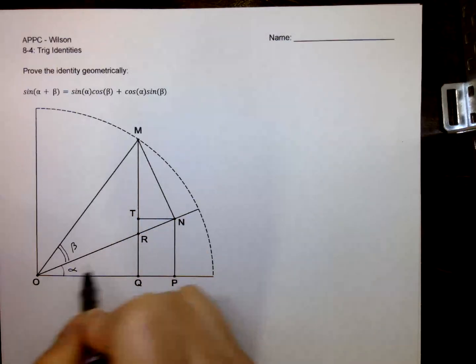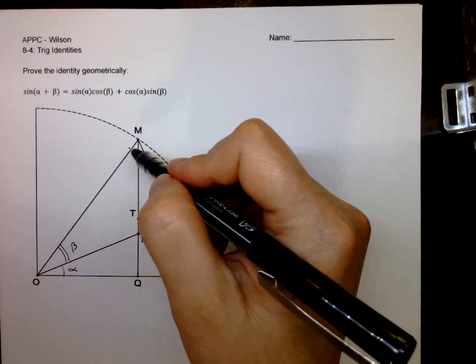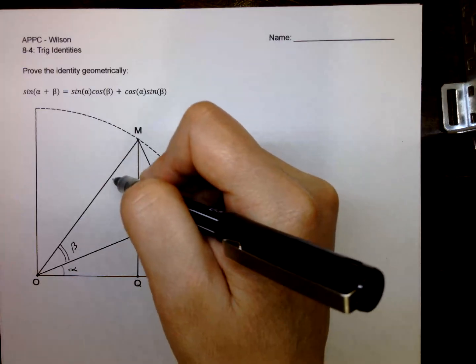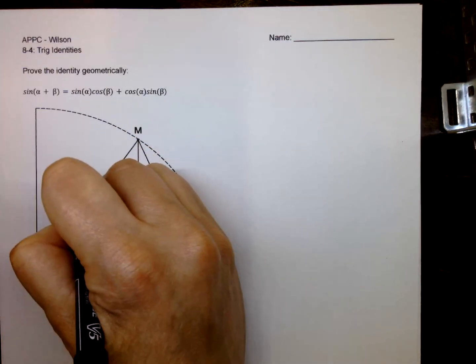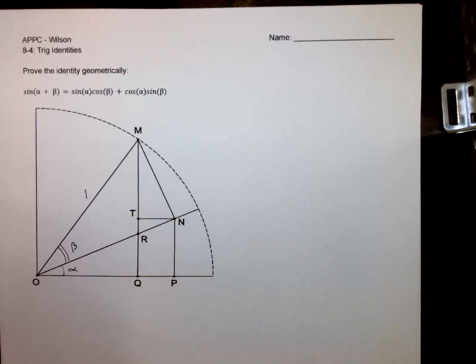And I see that I've got multiple triangles hiding in here. Let's start though by looking at where I want to end up. Alpha plus beta causes this radius to go around the unit circle. So here it is. There's our radius. OM is 1 unit long.